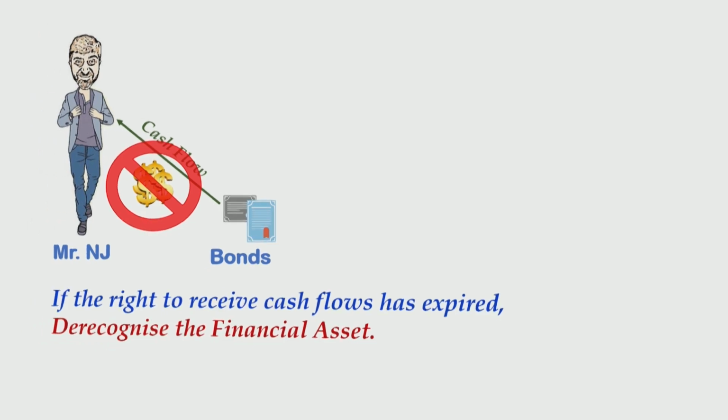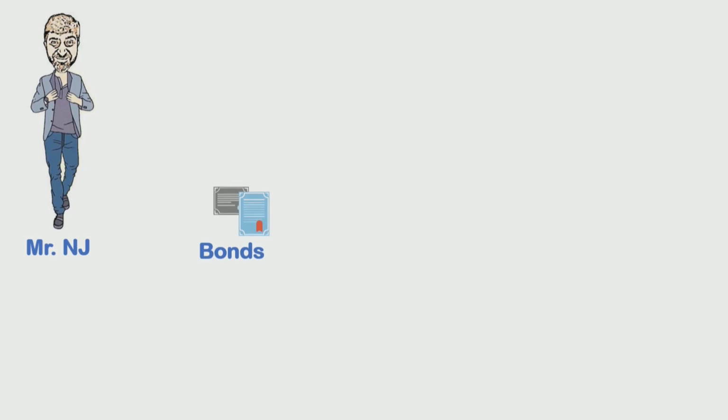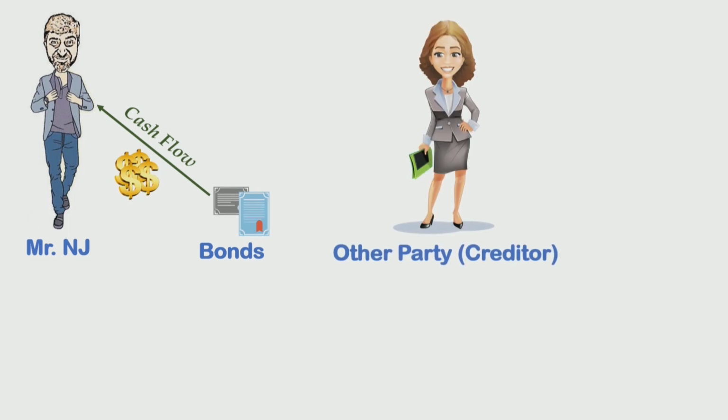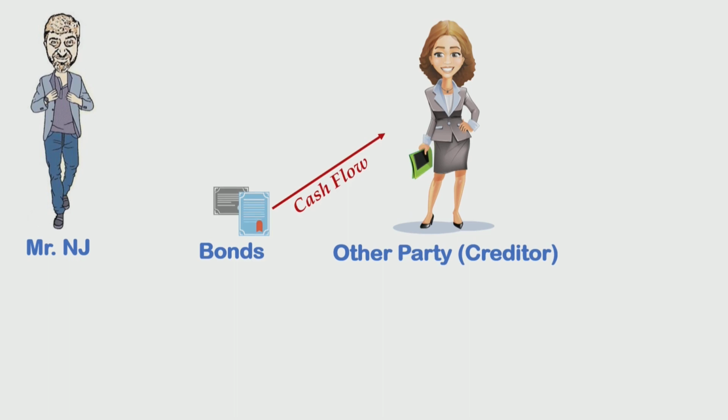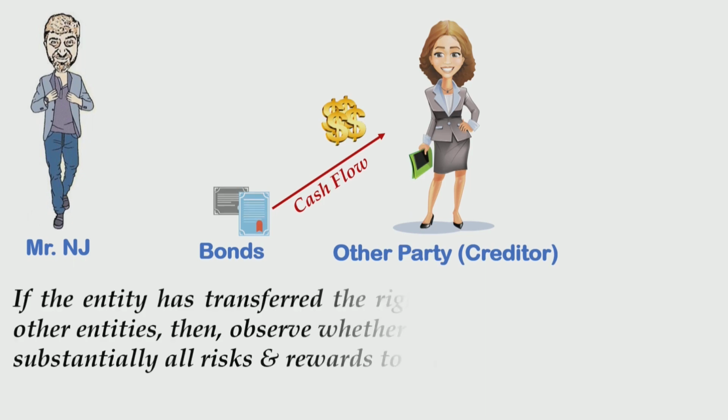Now let me take you to the other scenario. Mr. NJ holds bonds. These bonds are providing cash flows to NJ, and there is another party, a counterparty, who is a creditor. Now Mr. NJ has entered into a contractual arrangement with this creditor that instead of Mr. NJ receiving cash flows out of these bonds, the right is transferred to the other party. So the other party will now receive the cash flows from the bond. Now the point is very clear.